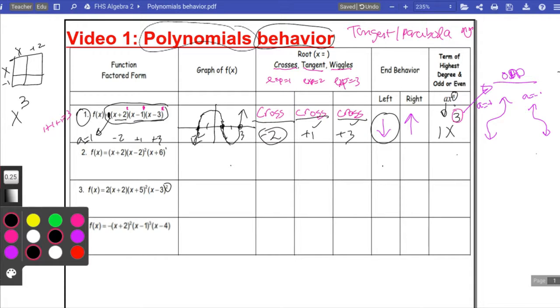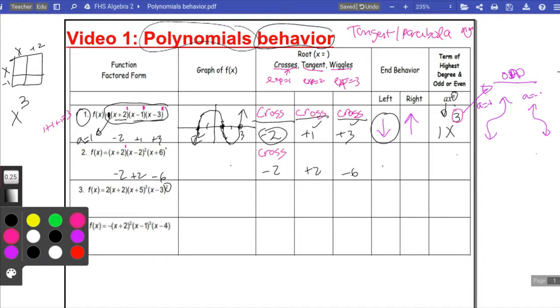All right, let's do number 2. Same deal. First, identify your x-intercepts. This would be -2, +2, -6. Cool. All right, what do we do next? Look at the exponent. So this is 1. When it's 1, you're doing cross.